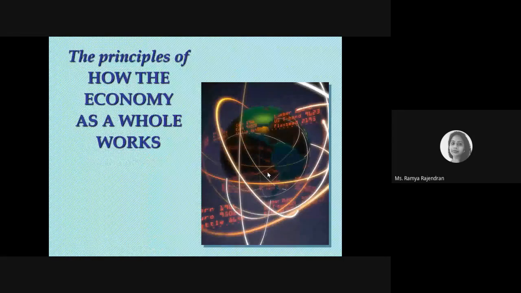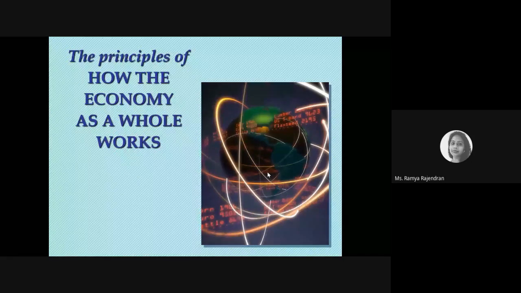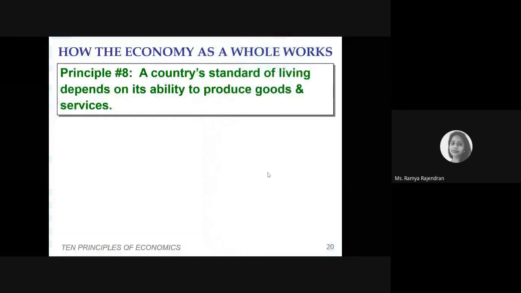So now the next final principle is based on how the economy as a whole works. Here, the country's standard of living depends on its ability to produce goods and services. If a country is producing more goods with quality, the country's standard of living will improve because the productivity is high. How will the productivity improve?